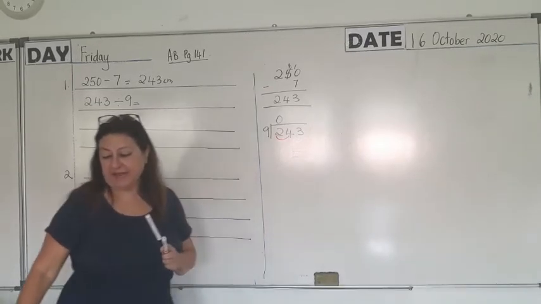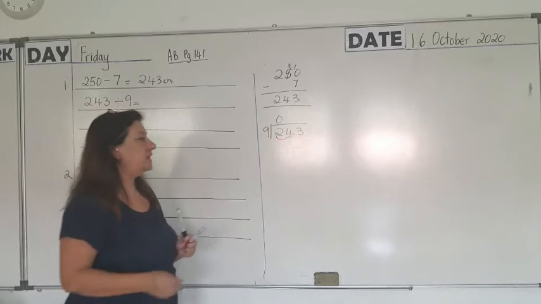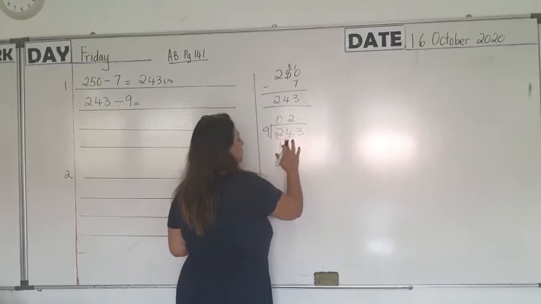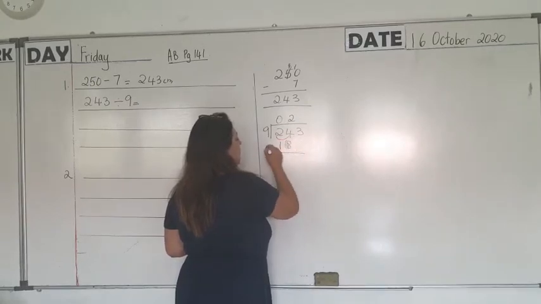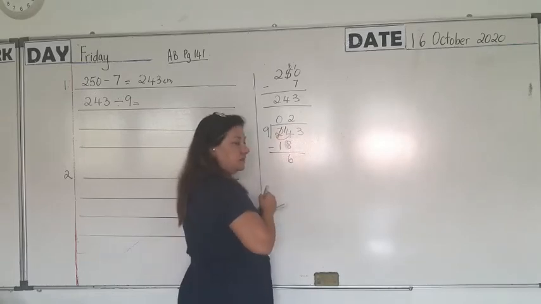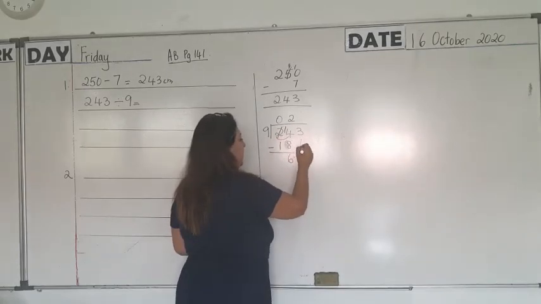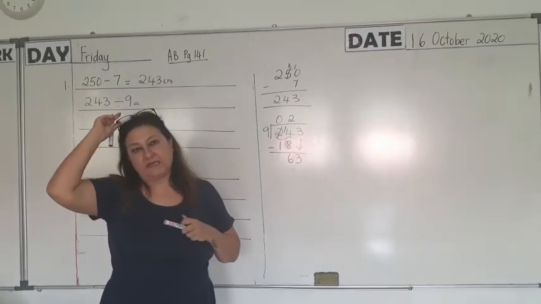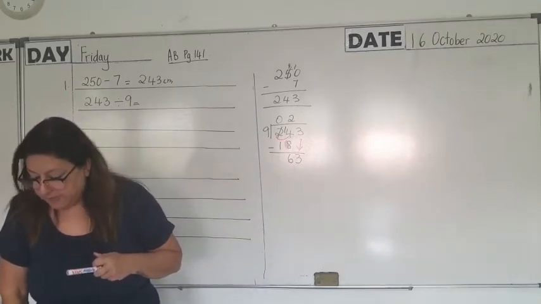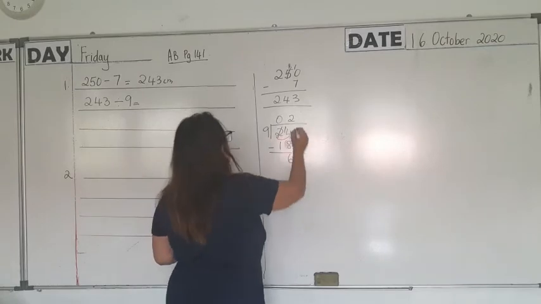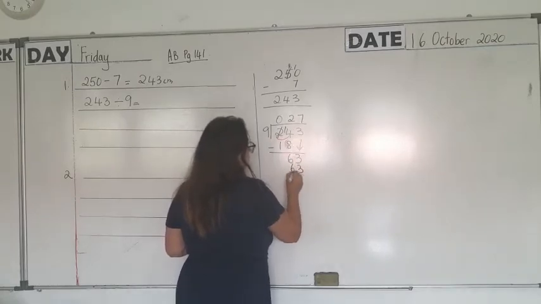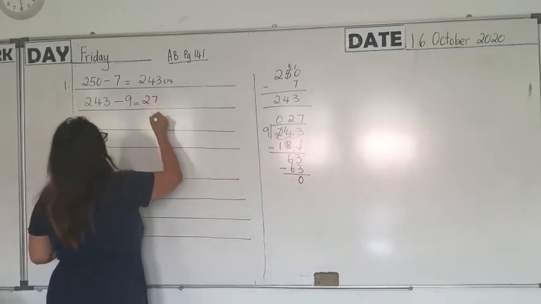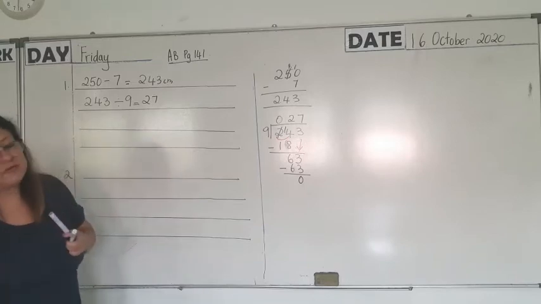24 divided by 9. So the 9 times table, 9 times 2 is 18. Okay? So then you minus, you get 6. You bring down the 3, you get 63. And 9 times, what gives you 63? 9 times 7 gives you 63. Okay, so the answer is 27. Okay, 27 strips. Okay, not 27 cm.